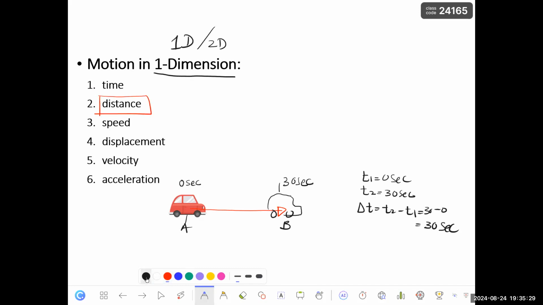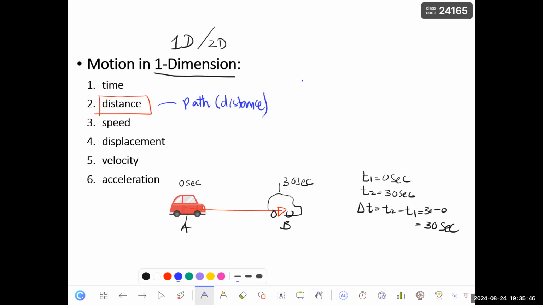Distance is basically when you try to travel, you follow the path. When you follow the path, and this path is called displacement if it's in a straight line. If it's not in a straight line, it's called distance.